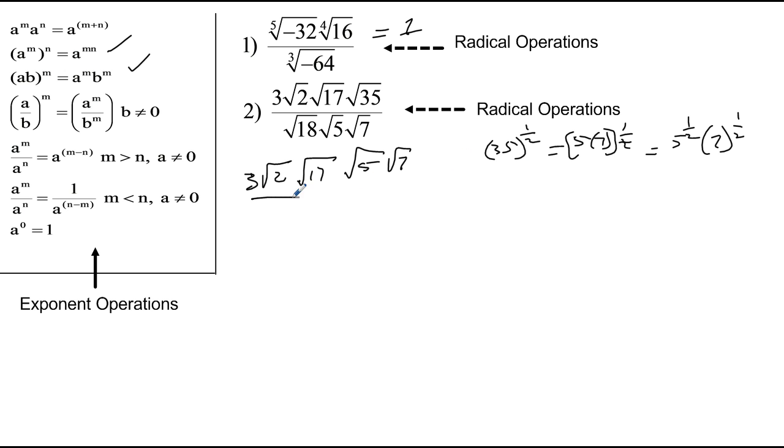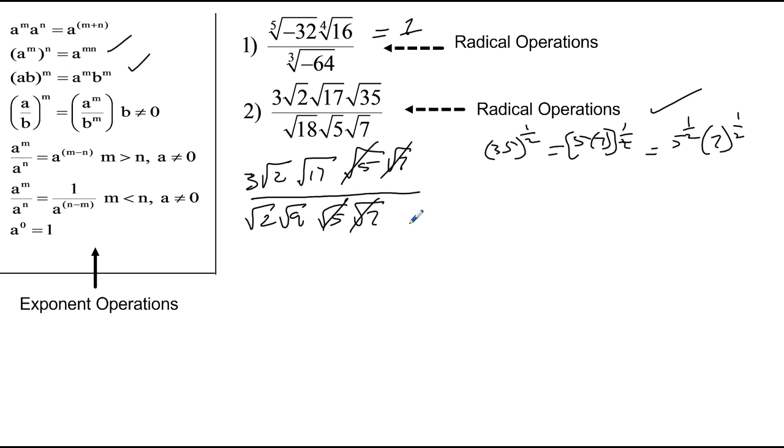Divided by the square root of 18, which is what? The square root of 2 times the square root of 9, for the same reason. And then times the square root of 5 times the square root of 7. Well, square root of 7 divided by square root of 7 is 1. Square root of 5 divided by square root of 5 is 1.